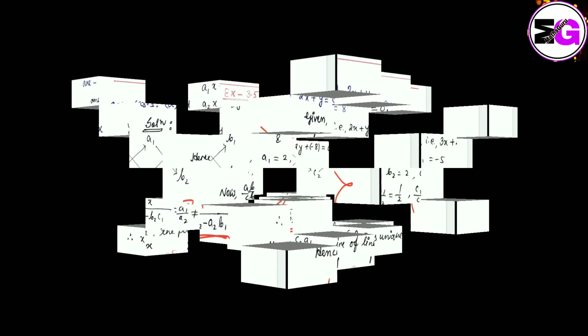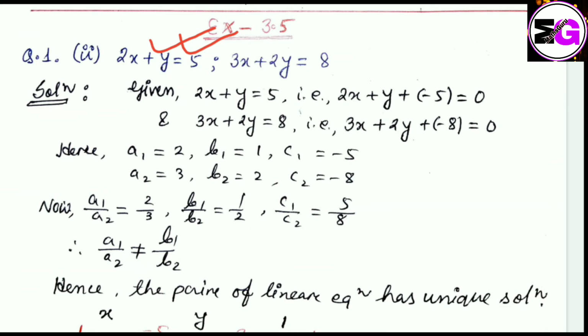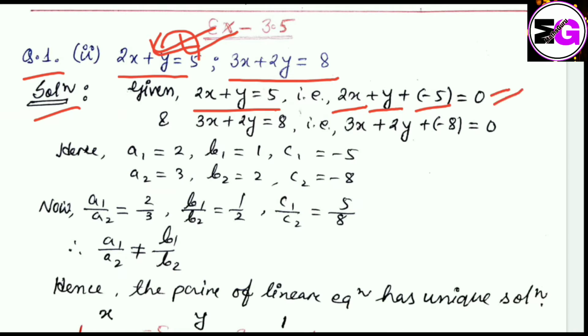So let's do some problems so that you understand this method well. From exercise 3.5 I have taken some problems. Question number 1: twice x plus y equals 5 and thrice x plus twice y equals 8. Solution: given twice x plus y equals 5, that is 2x plus y minus 5 equals 0, and thrice x plus twice y equals 8, that is 3x plus 2y minus 8 equals 0.